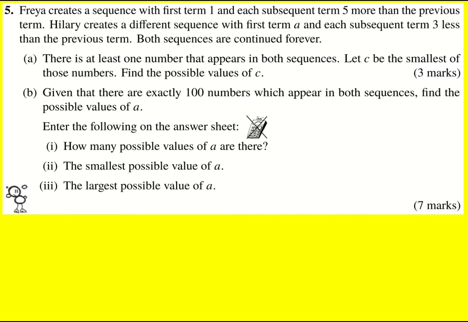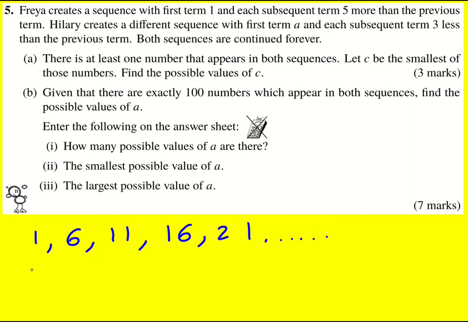And the first difficulty is trying to work out what part A is actually talking about. But let's get the sequence written down first of all. So Frere's sequence, it starts with 1, and then each subsequent term is 5 more than the previous term. So this is not too bad. It's just all our numbers that are 1 more than a multiple of 5. Okay, it's going to end in a 1 or a 6.